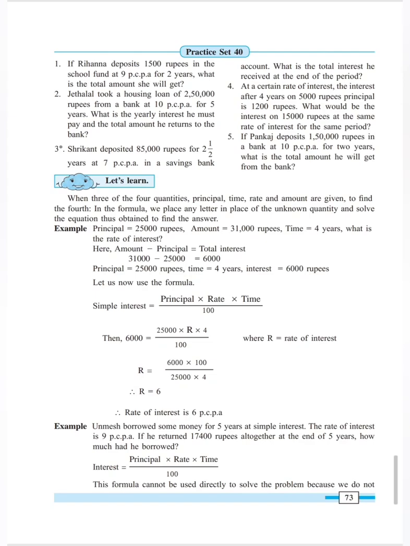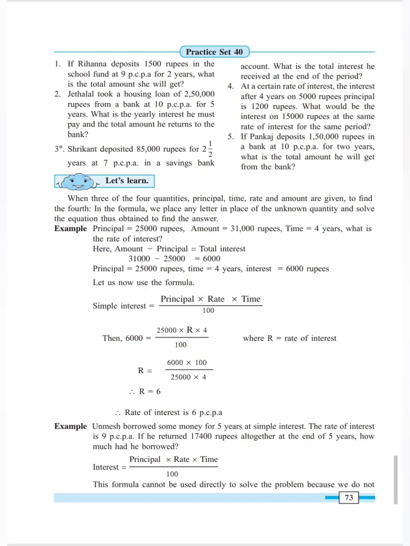Unmesh borrowed some money for 5 years at simple interest. The rate of interest is 9 PCPA. If he returned 17,400 rupees altogether at the end of 5 years, altogether that means it is the amount. So the amount is 17,400 rupees at the end of 5 years. So we are having n or we are having t is equal to 5 years. Also, we have r is equal to 9 PCPA.